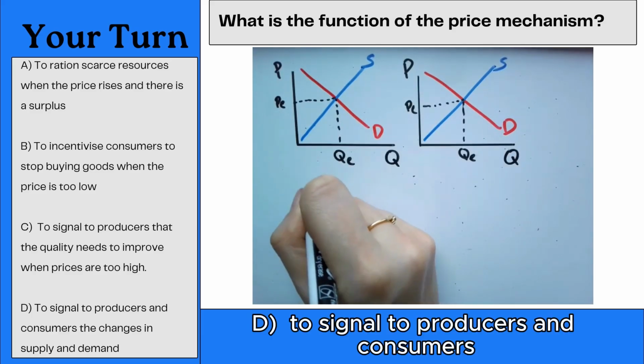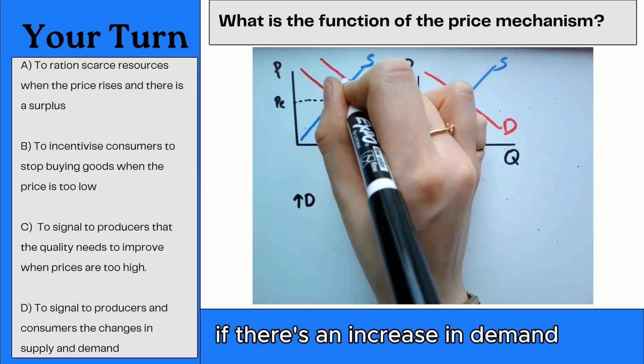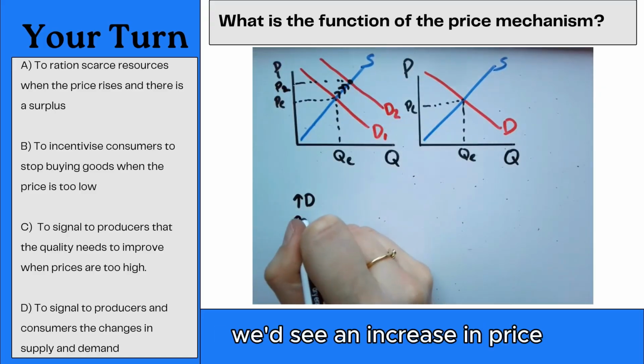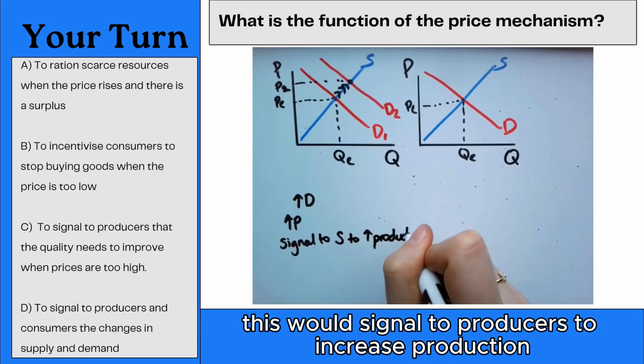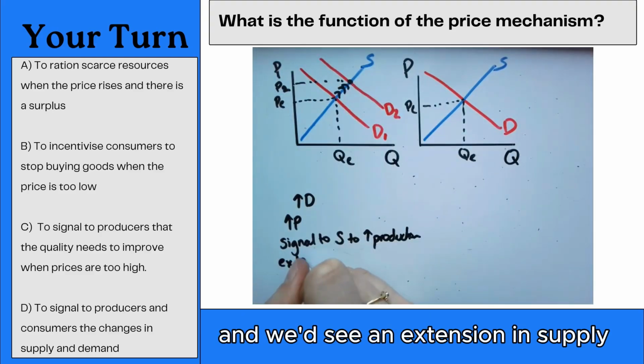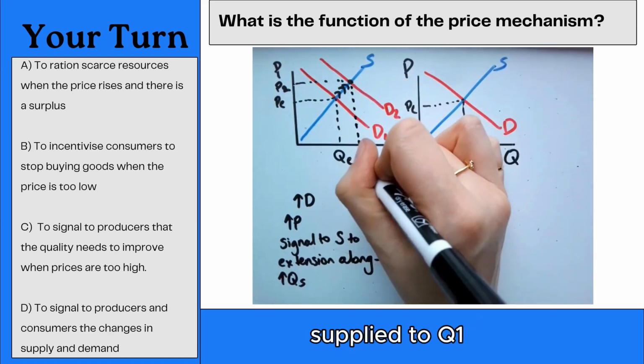D, to signal to producers and consumers the changes in supply and demand. Well, if there's an increase in demand, we'd see an increase in price. This would signal to producers to increase production, and we'd see an extension in supply, and that would cause an increase in quantity supplied to Q1.